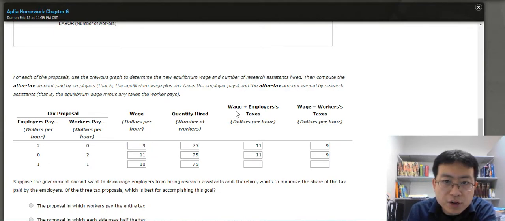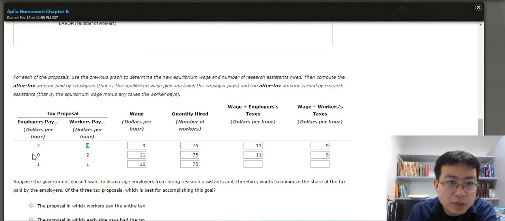Now to find your wage plus employer tax, we take this $9 wage plus our $2. So how much the employer pays will be $11. And then the wage minus worker tax. So this is our wage, $9. The worker's tax is $0. So 9 minus 0 gives you still 9.